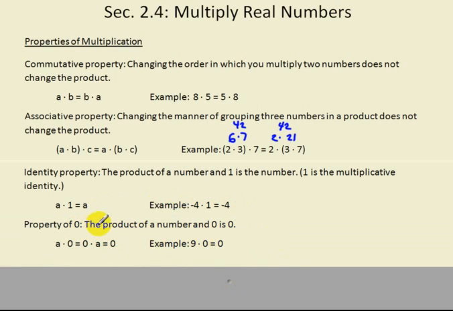The property of 0, this is for multiplication again. The product of a number, any number, and 0 is 0. So if we take a times 0, that's the same thing as, remember, the commutative property, we can switch the order and make it 0 times a. Either way, it's 0. So if we take, for example, 9 times 0, well, we get 0.